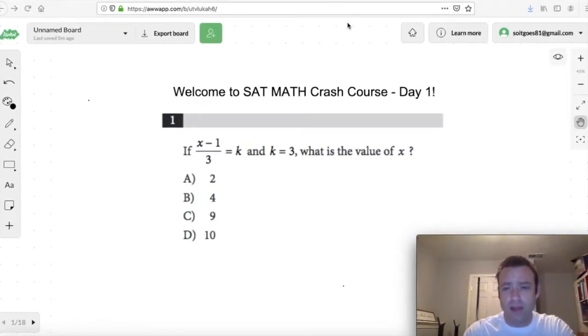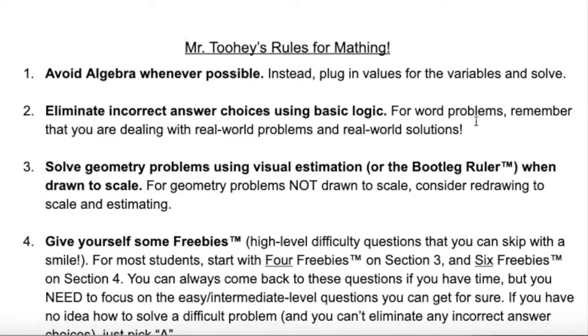All right. So, Juliana, I'm going to have you start us off here and read the first 2 rules for mathing. I've got those up right here. I want you to read the first 2 rules. We're going to practice these rules today in all the questions that we're going to be solving. Go ahead and read rule number 1. I think you're going to like it. Avoid algebra whenever possible. Instead, plug in values for the variables and solve.